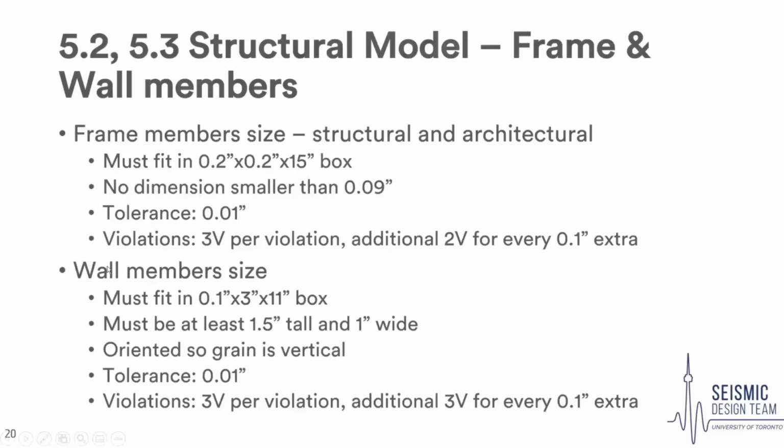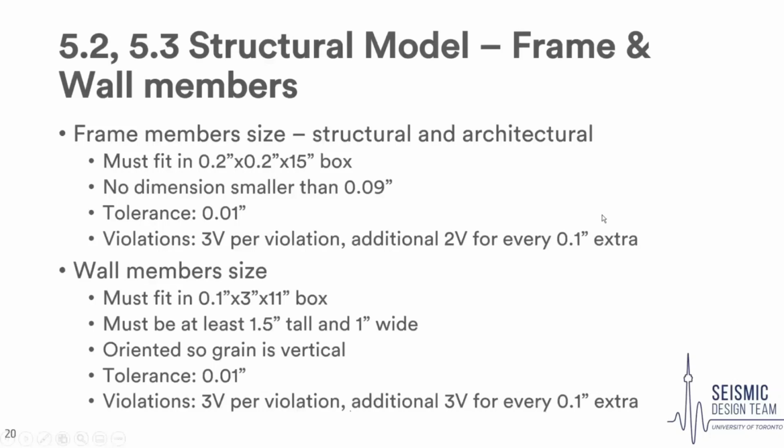Wall members are a similar idea, but these are the thin rectangular pieces we'll see in a second. They have to fit in a 0.1 by 3 by 11 inch box, so you can see they're thin and much wider and taller. They have to be at least 1.5 inches tall and at least 1 inch wide. I hope most of you remember that wood has a certain grain, and in this case the grain has to be oriented vertically. Again, they give you a tolerance of 0.01, and you get 3 Vs per violation, and an additional 3 Vs for every 0.1 inches extra.